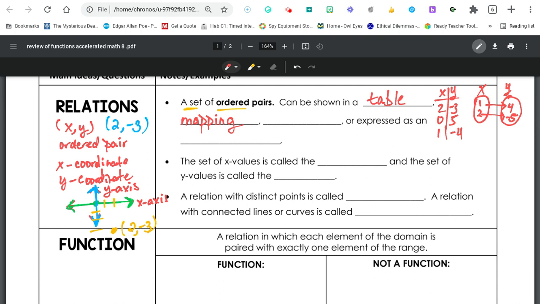The elements in your domain or your X are mapped to your range, which is your Y. So the relation can be expressed as a table, a mapping. It can be expressed in a graph, and everybody knows what a graph looks like, a coordinate plane graph, guys, with an x-axis and y-axis. Or it can be expressed as an equation. So those are the 4 ways you can express a relation.